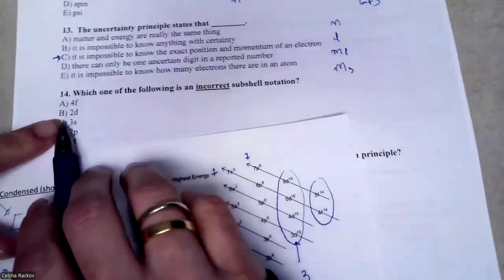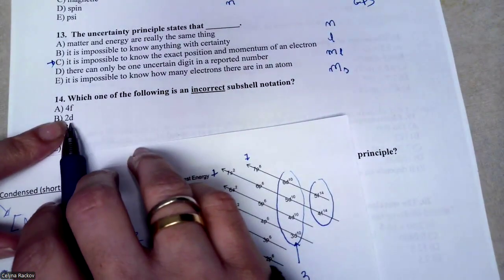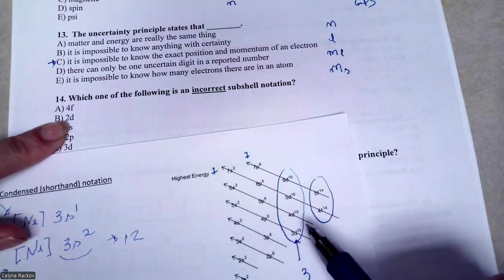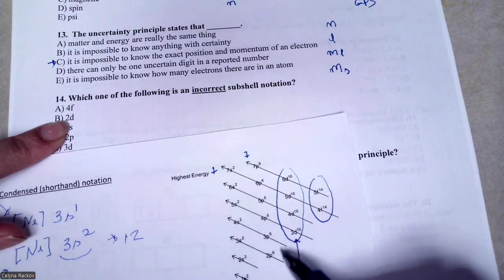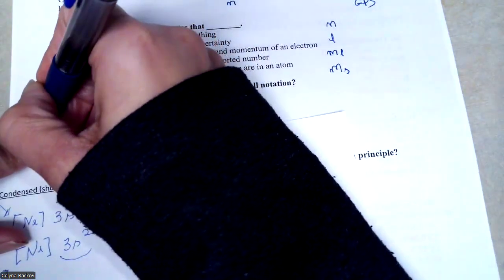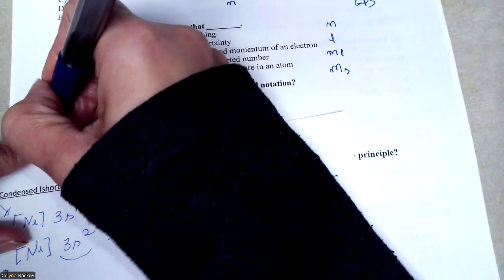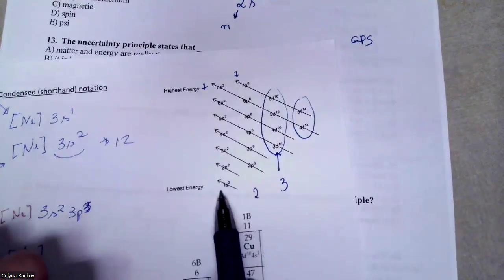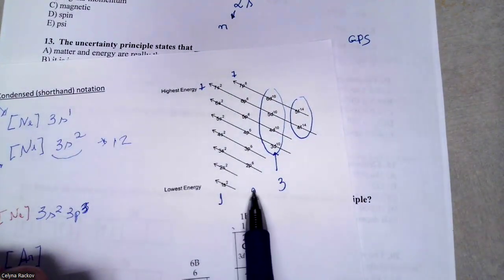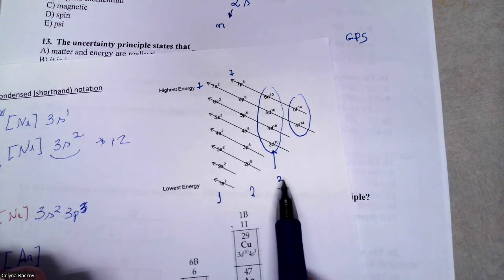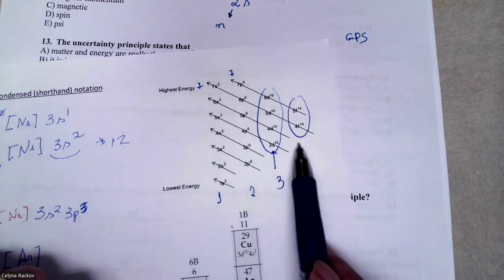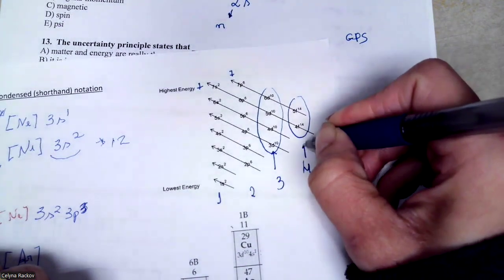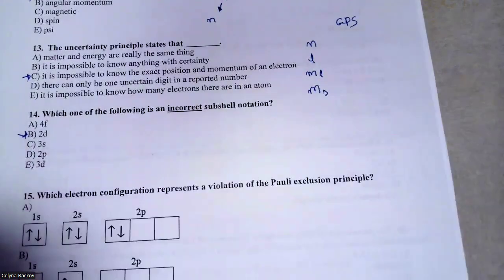But you don't have to do 2D, right? The D, the first one, is in the 3D. The answer is B, so there is no 2D in electronic configuration. The first subshell starts on 1, the second starts on number 2, the third starts on number 3, and the fourth starts on number 4. So the answer should be D.